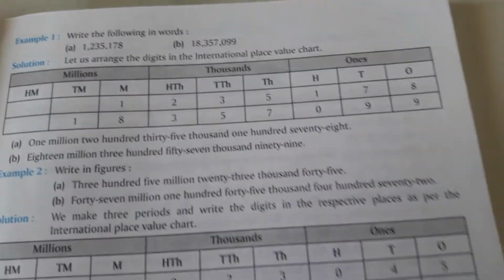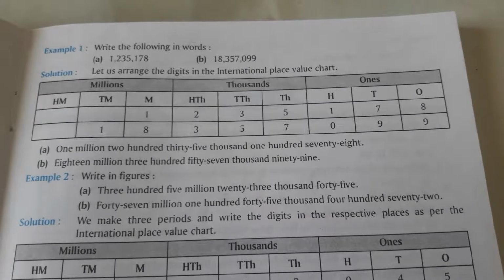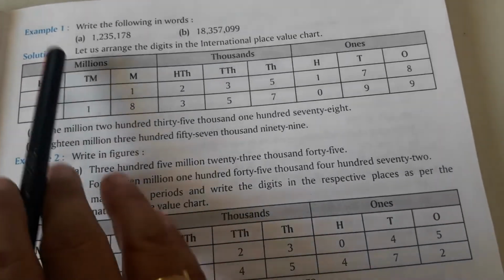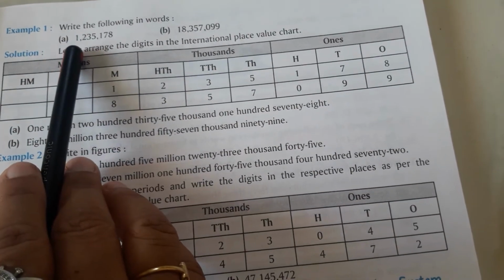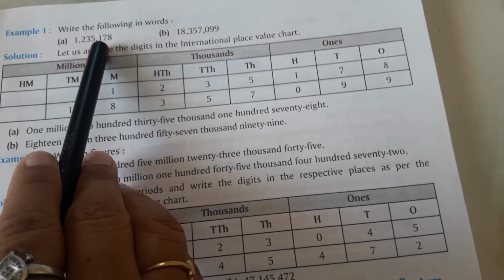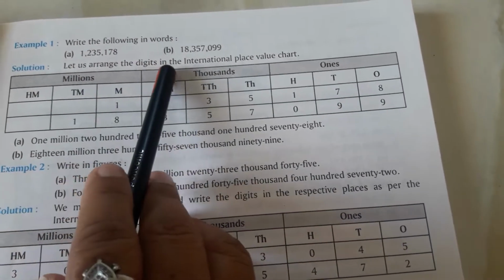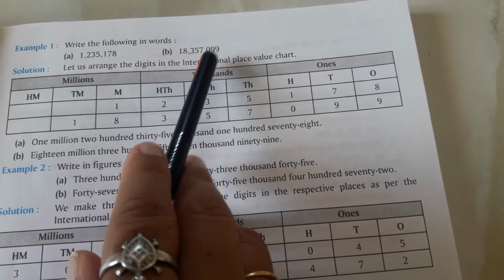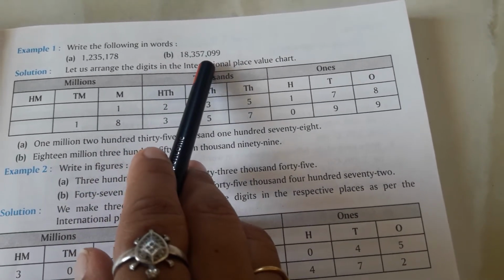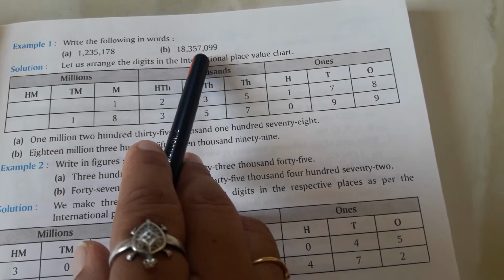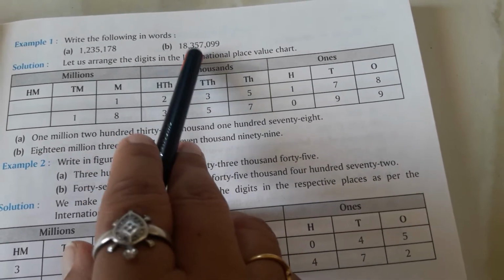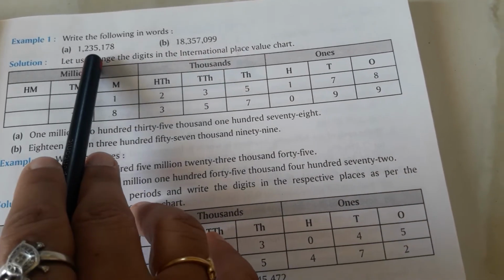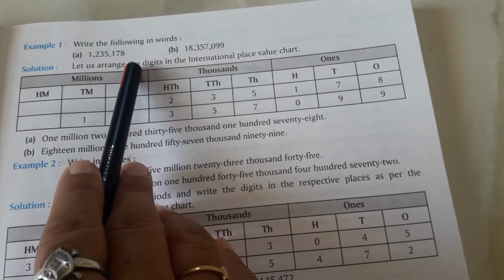Now we will see one example in this, so it will become easier for you. Write the following in words. Here it is given 1 2 3 5 1 7 8. Okay, here 1 8 3 5 7 0 9 9. Now you can see a difference. They have put the comma after three digits. Can you see here? But in the Indian system it is not like that.